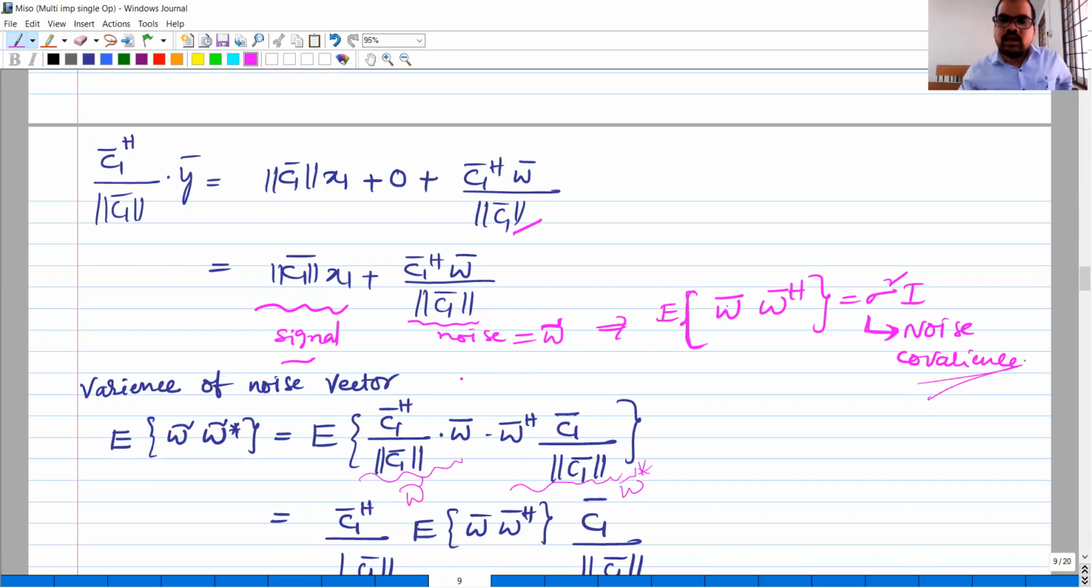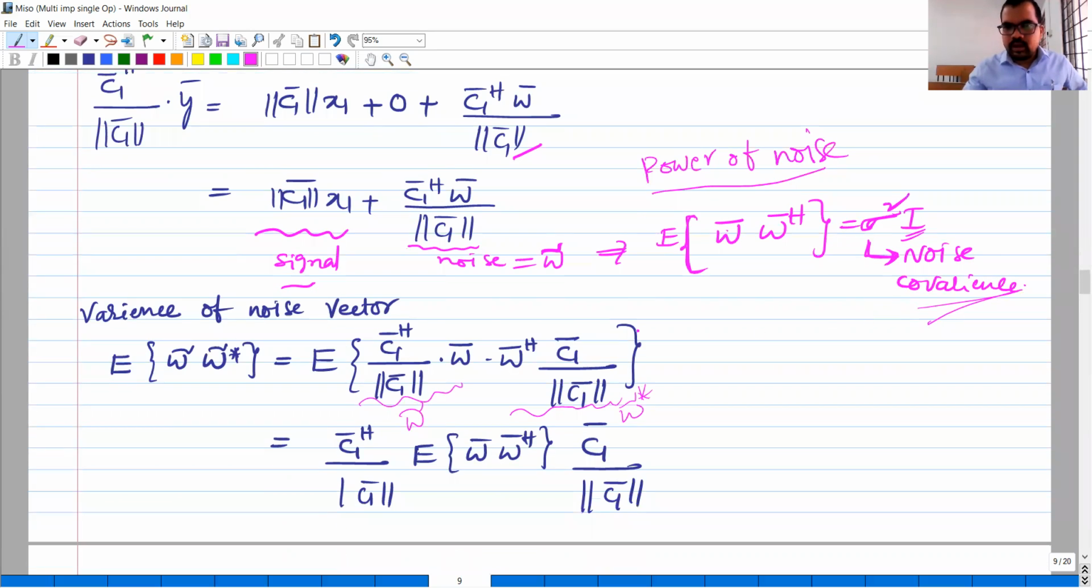Here I want to find the noise variance. Simply, the expectation of the noise vector, meaning the power of the noise, we can represent as the expectation of this. Generally the white Gaussian noise power is always the variance times the identity matrix, so it is always sigma square.